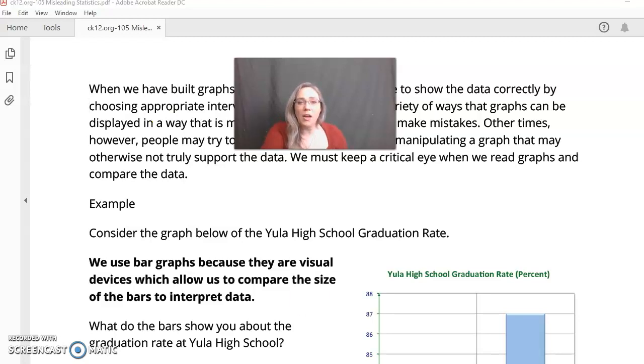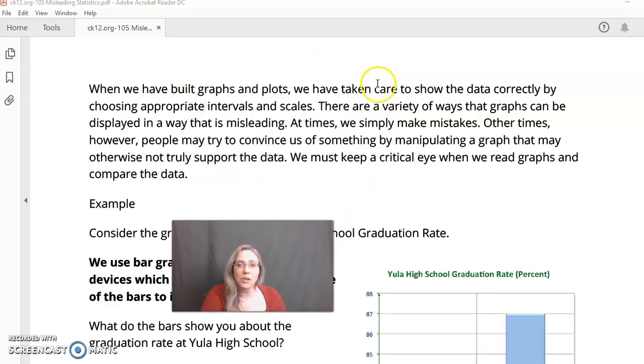So when we've built graphs and plots, we've taken care to show the data correctly by choosing appropriate intervals and scales. The intervals, remember, are like how big of a group do I look at? For example, with the coronavirus right now, one of the things they're saying is that people from age 20 to age 44 are at a particular risk level. That's a pretty big age group. Some of you guys are almost 20. Well, I'm not even 44 yet. I don't know that you and I have the same sort of health issues at this point. So that's what they mean by intervals.